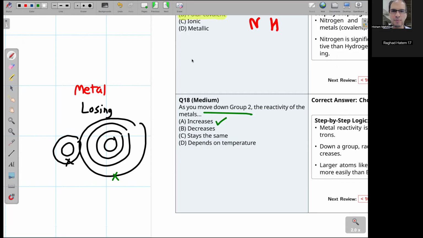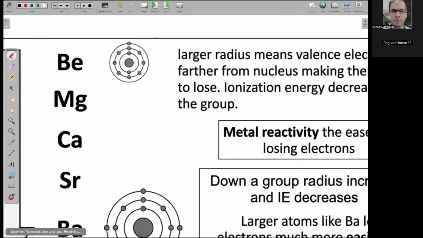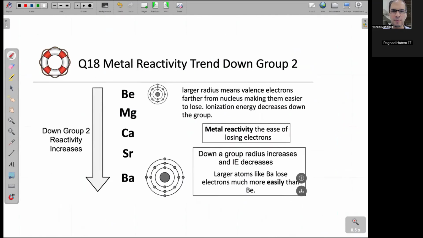So the metal reactivity trend in group 2 is that it increases down the group. Why is that? Because a large radius means the valence electrons are further away from the nucleus, making it easier to lose the electron. So ionization energy decreases, and it's very easy to remove the electron.